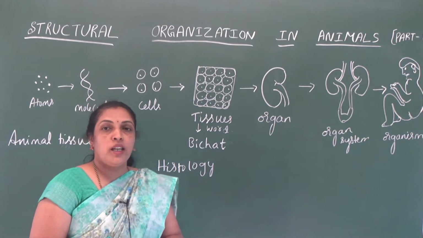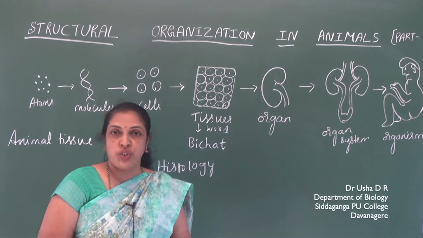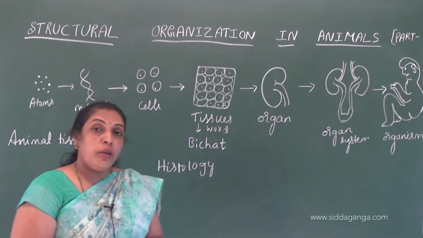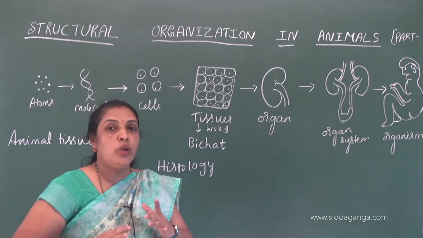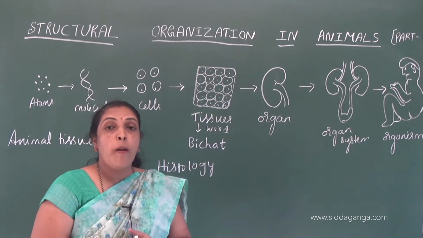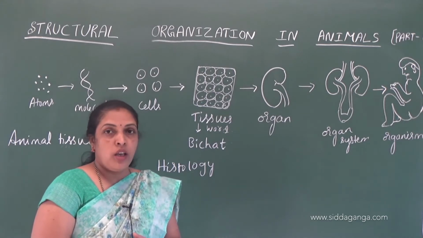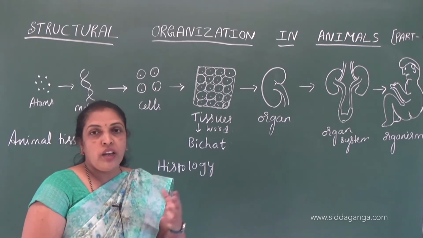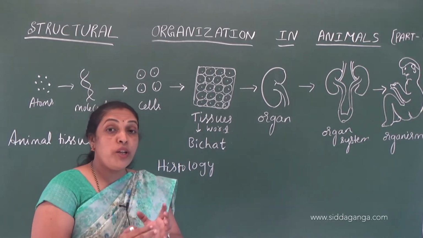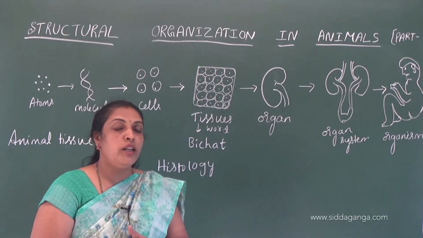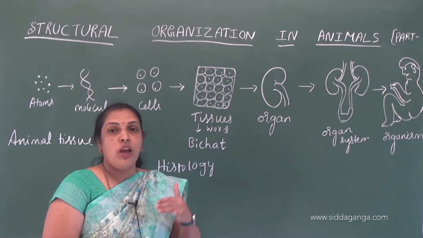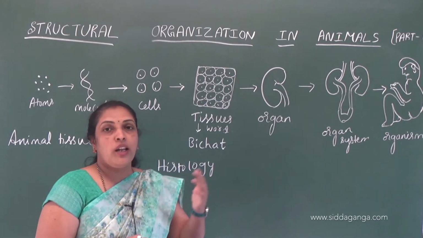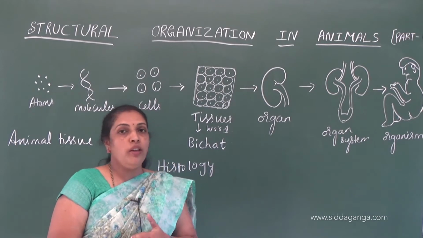Namaste children. Let us start with a new chapter, structural organization in animals. So we know that in the animal kingdom we studied how unicellular organisms evolved into multicellular organisms. In the phylum Porifera we saw the aggregation of cells, and in phylum Coelenterata we saw the formation of tissues. Like that, in phylum Platyhelminthes organ formation started, then that led to organ systems, then organisms.